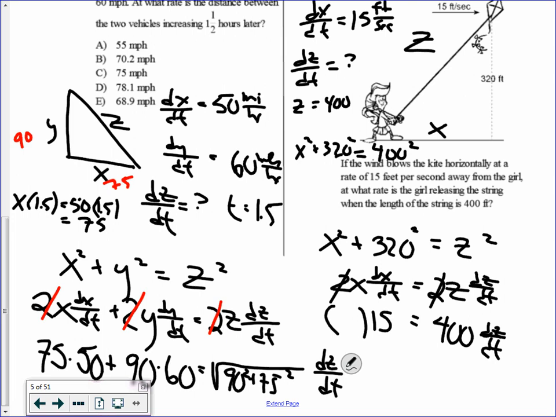Okay, where am I here? Oh, that's a different one. I guess I never finished this one. Okay, oh well. So let's see.